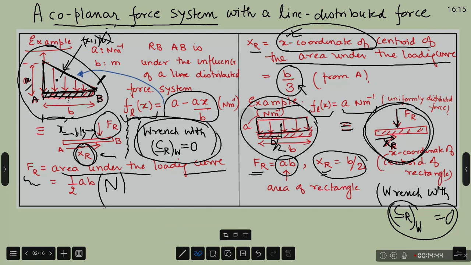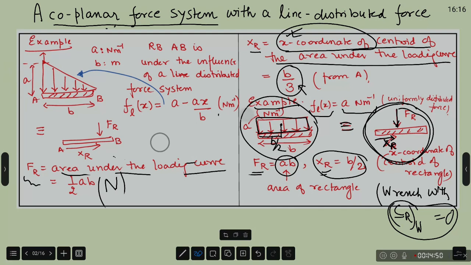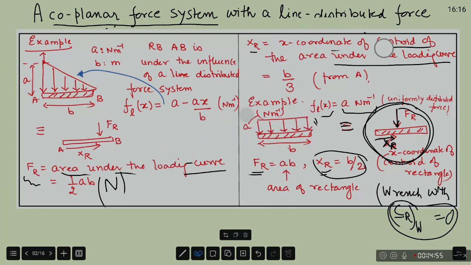Let me remove all this overwriting so that when I upload the notes it still looks readable for you. Here I use it just for highlighting.